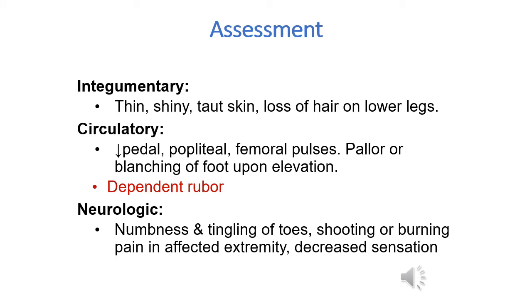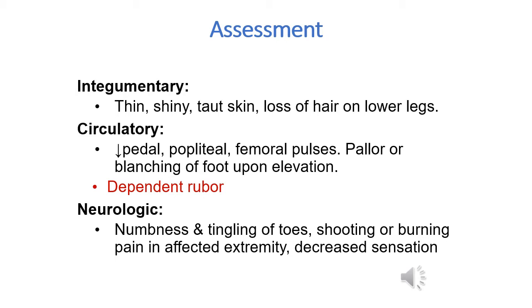Dependent rubor is an assessment finding that you might see, and you can read about that below in the comments. I didn't see a lot in your book about that, but I did want to include it. Also, cyanosis is another color that you may see.